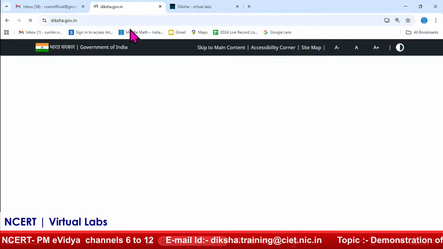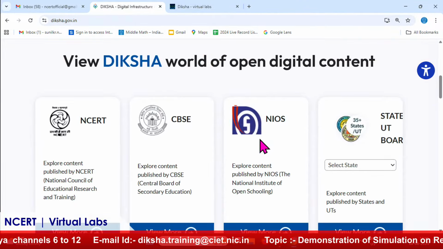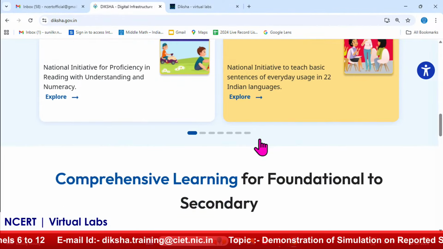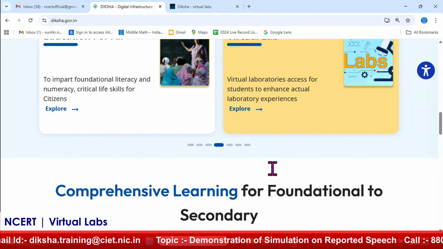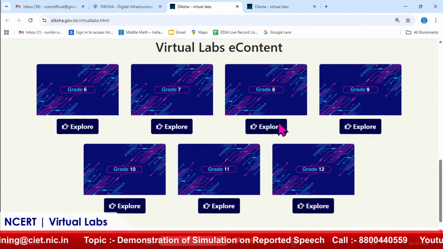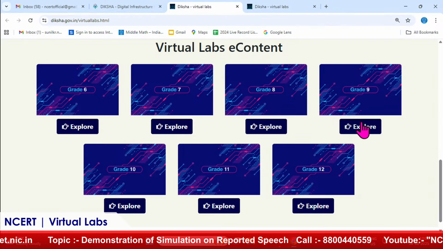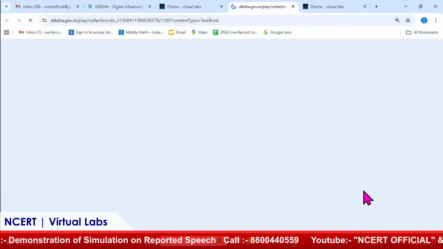diksha.gov.in, and this is what you get: One Nation, One Digital Platform. Go down to the focus areas of Diksha. You see these tabs here. The number 4 is virtual lab. Go there. Today we are doing it for class 9, so we go to grade 9, we go to English medium, and we go to English.